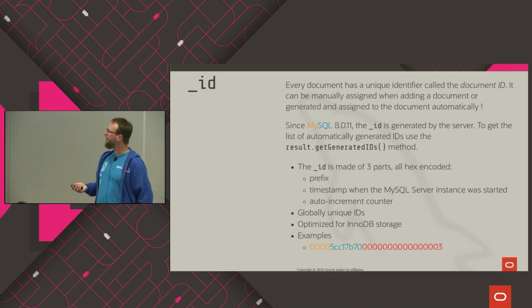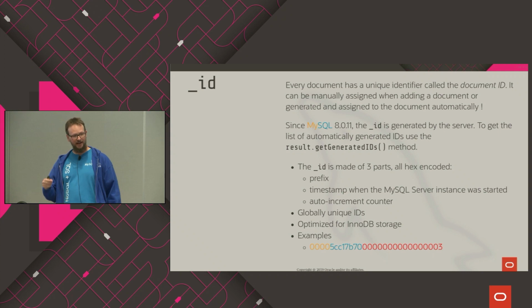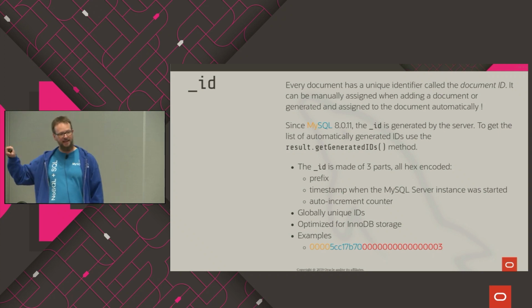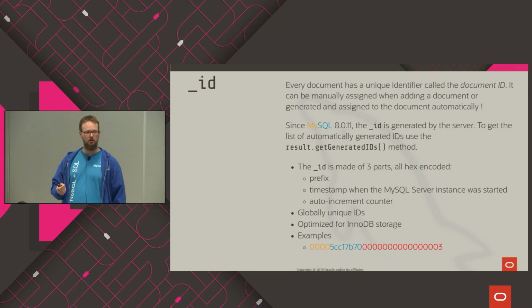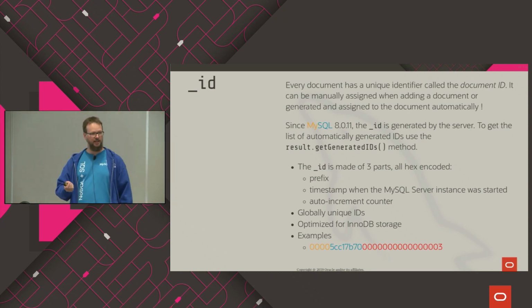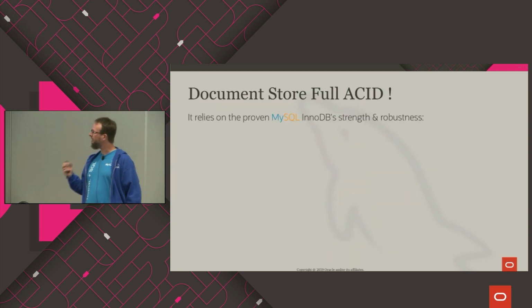And the auto-generated ID has been optimized, because behind this, we all use InnoDB, right? It's InnoDB, which is our very strong ACID engine for MySQL, right? So it's all InnoDB, and we need to help InnoDB for that. And so this is how we do that, right?